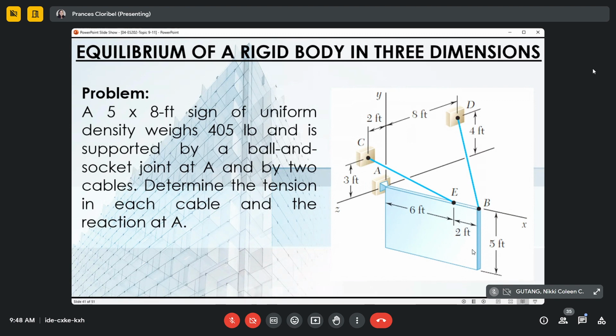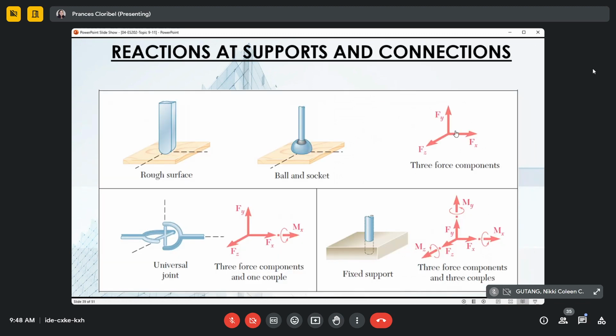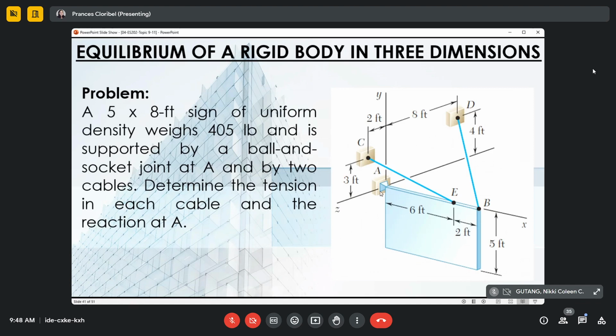Ang atong body of consideration is this signboard with forces being applied to this body. The tensions EC and BD, its weight and the reaction at A. So in your free body diagram at A, when you say ball and socket, unsa gani atong reaction ani? Only three forces, meaning it can rotate along X, Y, and Z axis, but no movement along X, Y, and Z. Okay? No displacement.